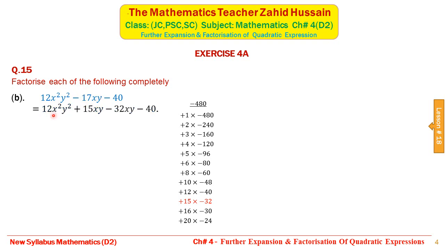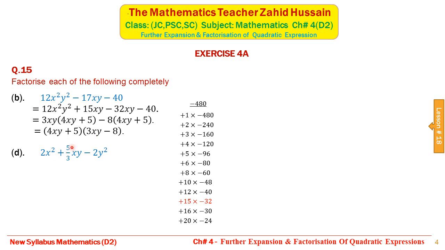and we will write 12x square y square first term as it is, and 15xy minus 32xy. Again we will factorize first two terms and last two terms, and we will get this, and this is the final answer.